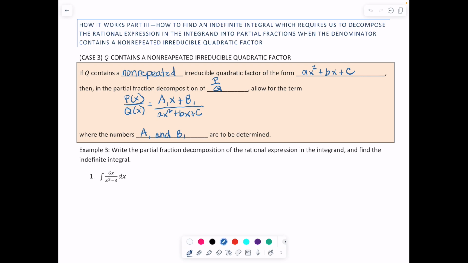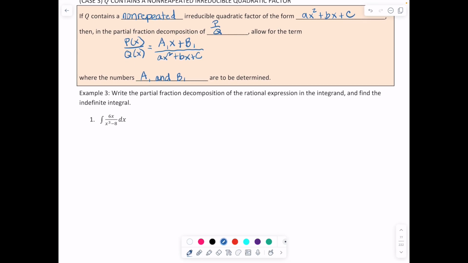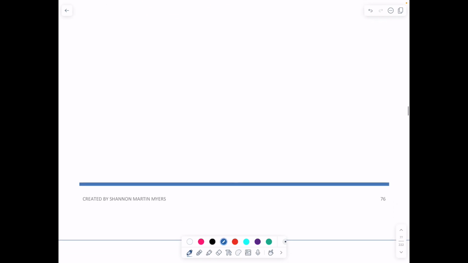All right? So in example 3, make sure that you watched the first part, because that's where we went over non-repeated linear factors, because this one does factor. It's a difference of cubes, is it not? So this is equivalent to the integral of 6x over x minus 2 times x squared plus 2x plus 4, dx, with respect to x. Now let's see what we get.